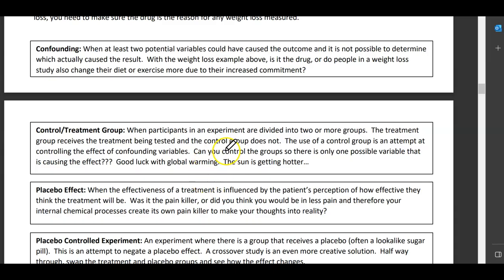Control treatment groups. So this is the group that's being experimented on, the treatment group. And the control group is the one that's not being experimented on. Sometimes the control group is a placebo control group. So they think they're being experimented on because they're getting a pill just like the treatment group is, but that pill's a sugar pill. And hopefully you're not looking at the effects on like blood sugar level, because then a sugar pill is going to be a treatment, not a placebo.